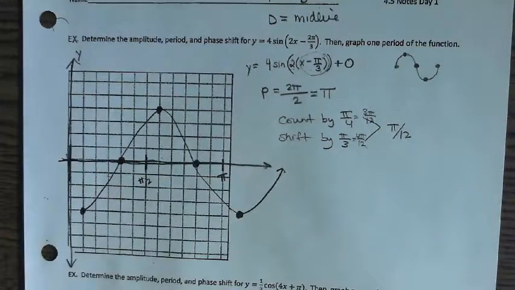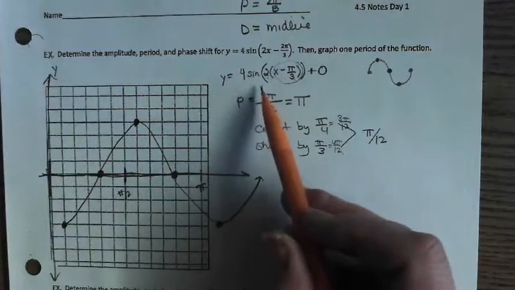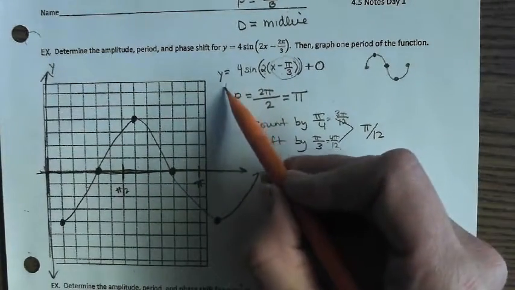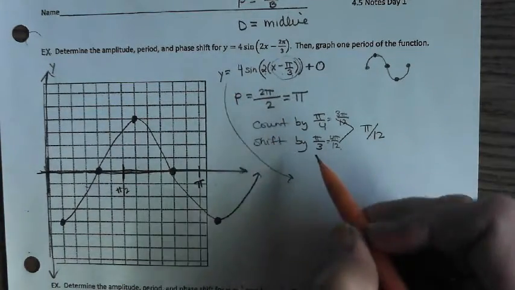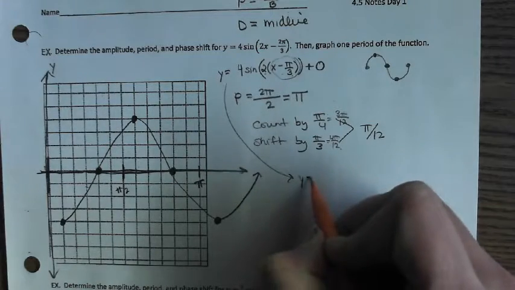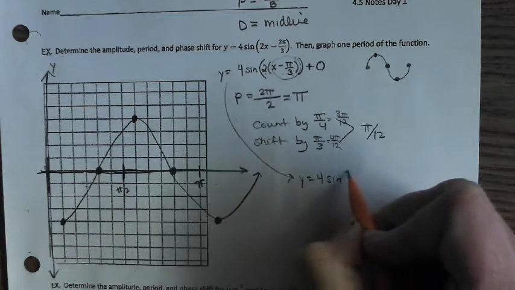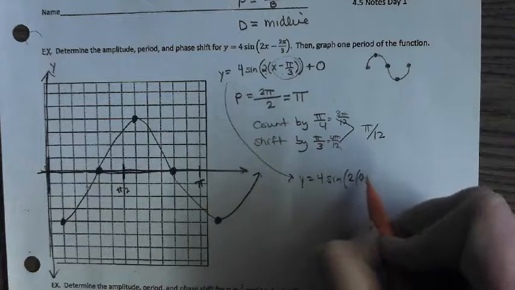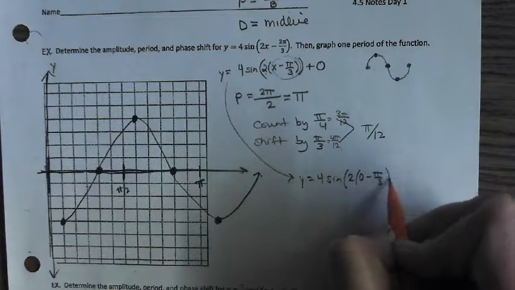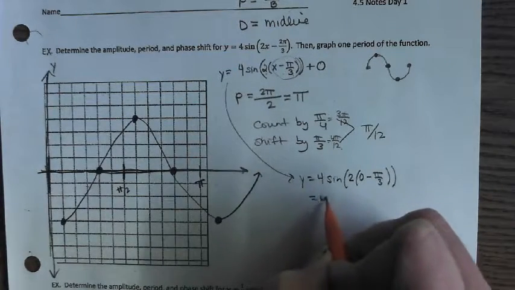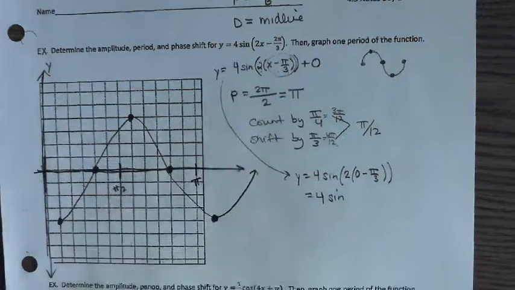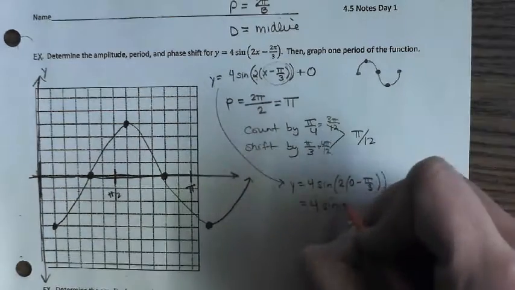Now, I could come up with the y-intercept, right? That's a pretty critical point. So how do you find a y-intercept? Set x equal to 0, right? So y equals 4 times the sine of 2 times 0 minus pi over 3. That's going to be 4 times the sine of negative 2 pi over 3.